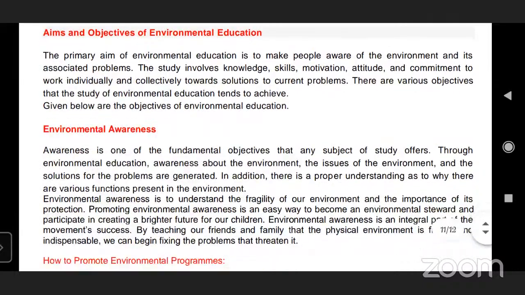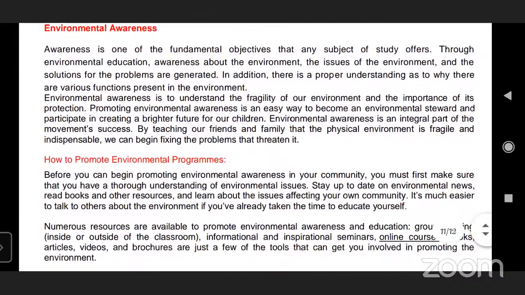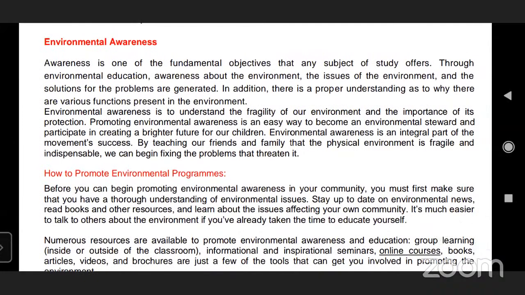Environmental awareness is one of the fundamental objectives. Every individual has to know the environmental knowledge. Everyone has to be aware of the environment and be thorough in environmental knowledge. So environmental awareness is to understand the fundamental objectives that any subject of study offers through environmental education.